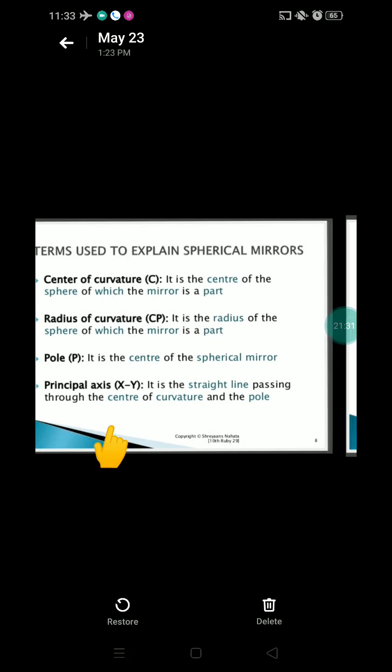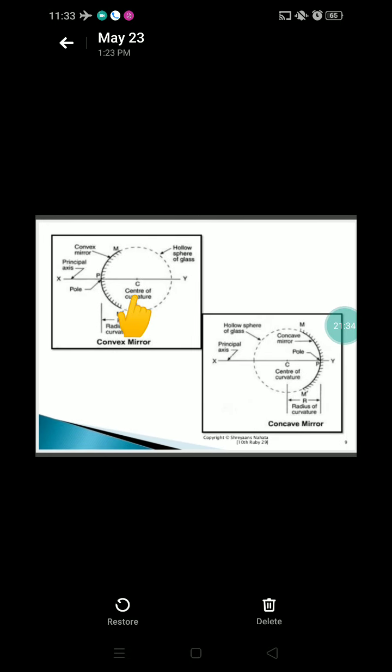Our next term is radius of curvature. In this figure, this distance CP, from P to C, here also C to P, is called the radius of curvature. So what is the radius of curvature? The radius of curvature of a spherical mirror is the radius of the hollow sphere of glass of which the spherical mirror is a part. All of you are familiar with the term radius, this distance.